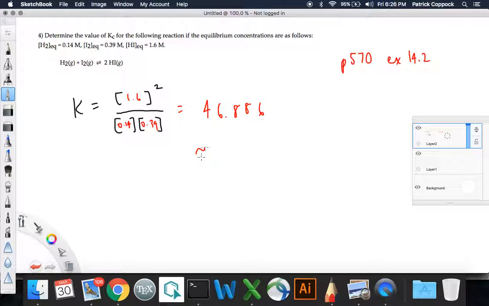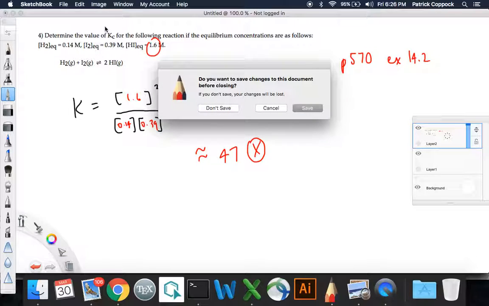46.886, which, if we're doing this to 2 sig figs, right? See how those are 2 sig figs? This is going to be about 47. And there are no units here. Okay? So I don't think I took points off if you put units. I don't think I did. Probably should have. So if I did, then that's the reason why. Because K has no units. All right.